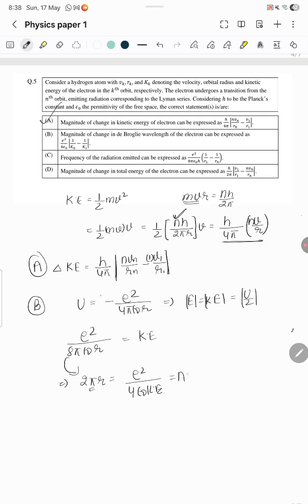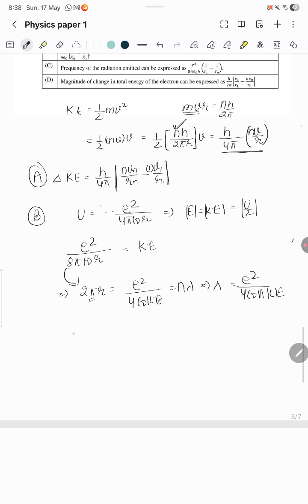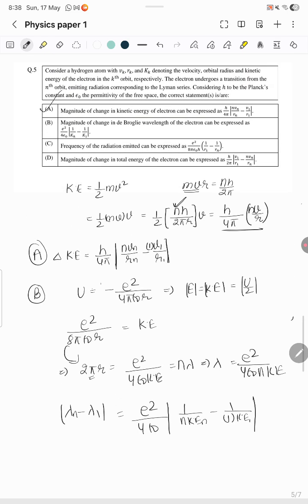And this is equal to n lambda, where n is the principal quantum number and lambda is our de Broglie wavelength. So from here, lambda comes out to be E square upon 4 epsilon naught n into k. Now if I calculate the mod of lambda n minus lambda 1, I'll get E square upon 4 epsilon naught common, and in the mod I will get n times the kinetic energy of the nth orbit minus 1 time the kinetic energy of the first orbit. So in the first orbit there is a missing n here. So I'll say option B is wrong while option A was correct.